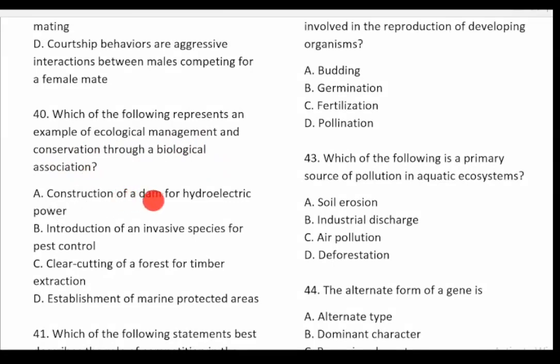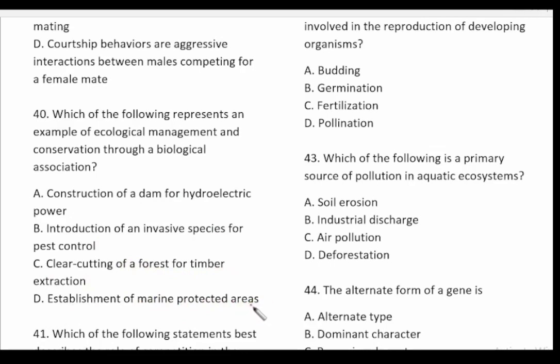A. Construction of a dam for hydroelectric power. B. Introduction of an invasive species for pest control. C. Clear cutting of a forest for timber extraction. D. Establishment of marine protected areas.